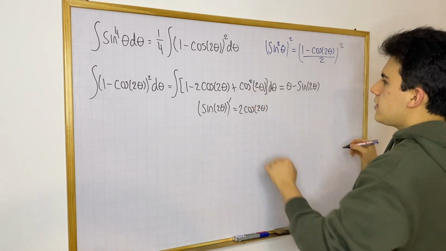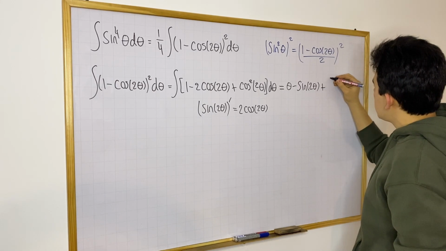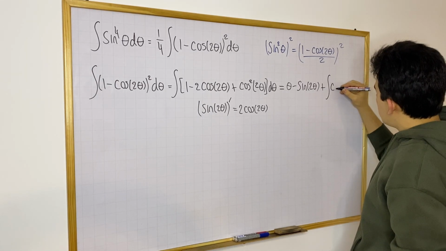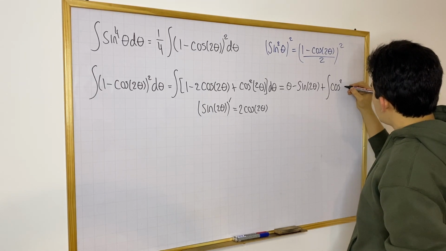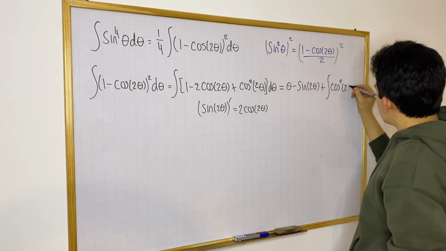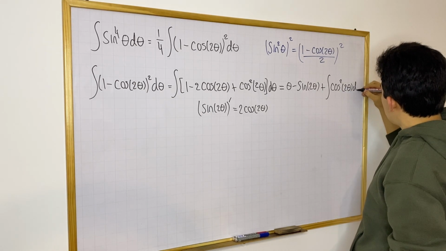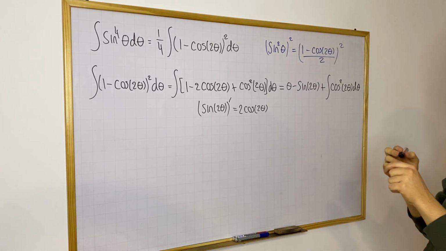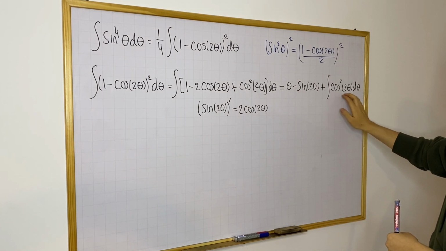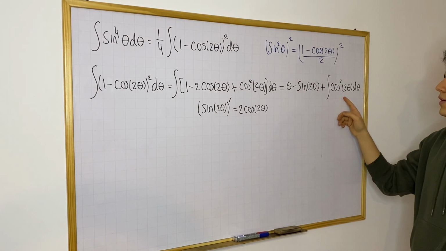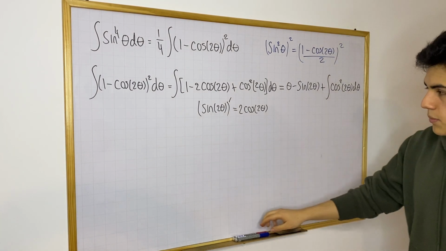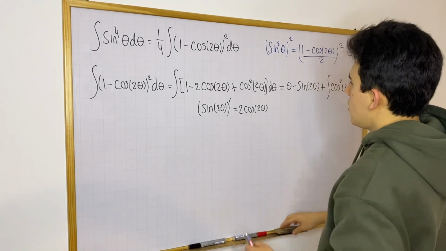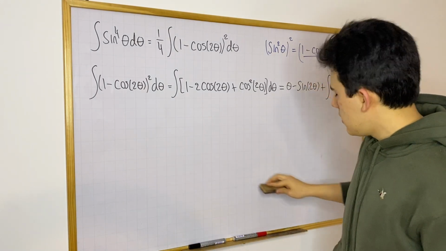And now we have plus the antiderivative of cosine squared 2 theta d theta, okay? So this is what we get here. Hopefully you can see it from there. So this is now what we have. Now, how do we compute this integral? Well, there's another trigonometric identity, which is really important. I'm going to erase this. I kind of need the space.